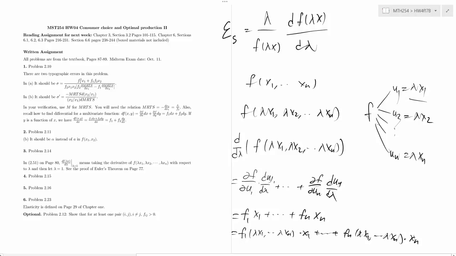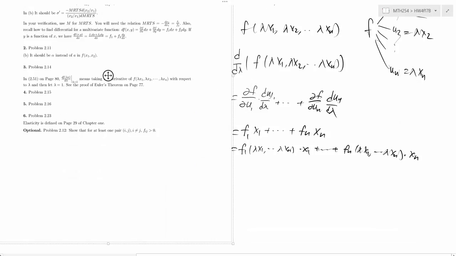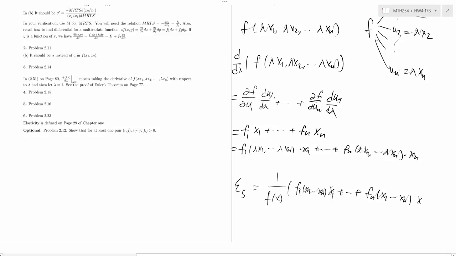We have to take the value over here where lambda is equal to 1, and then we get that one. So if lambda is equal to 1, then what do we have? On top, lambda is equal to 1, so epsilon s at lambda 1, and f of lambda becomes f of x, and then in this derivative over here, lambda is 1, so we have f1, now truly a function of x1 through xn, times x1, and keep going. And we have the last one, fn of x1 through xn, times xn.